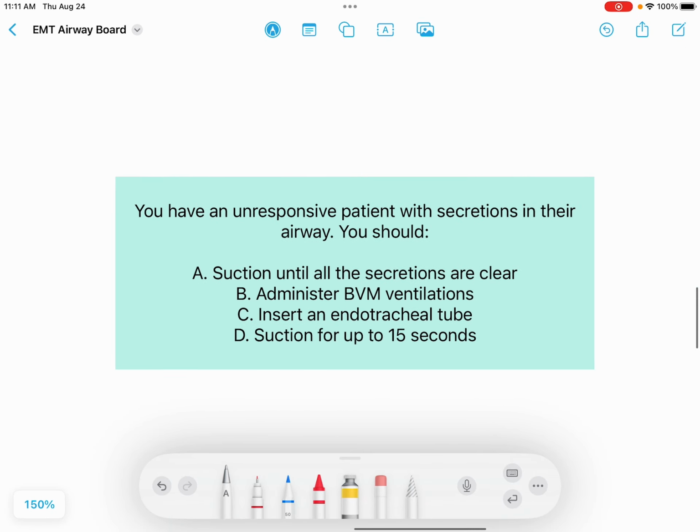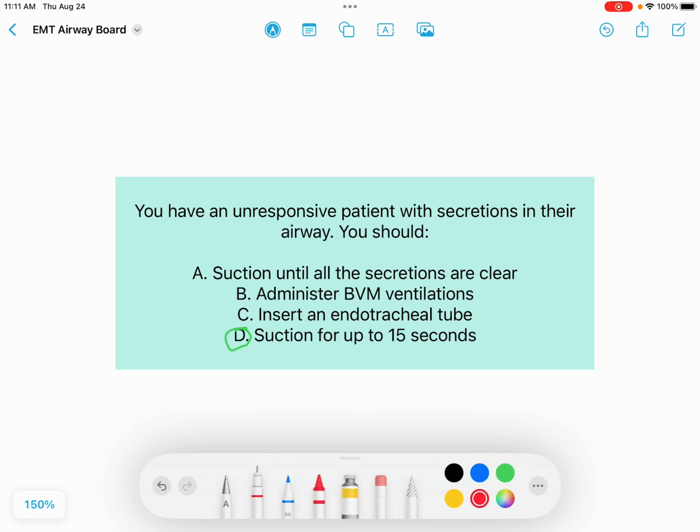Next question. You have an unresponsive patient with secretions in their airway. You should A, suction until all the secretions are clear. B, administer BVM ventilations. C, insert an endotracheal tube. Or D, suction for up to 15 seconds. So take a moment, pick an answer, and we are going to suction for up to 15 seconds.